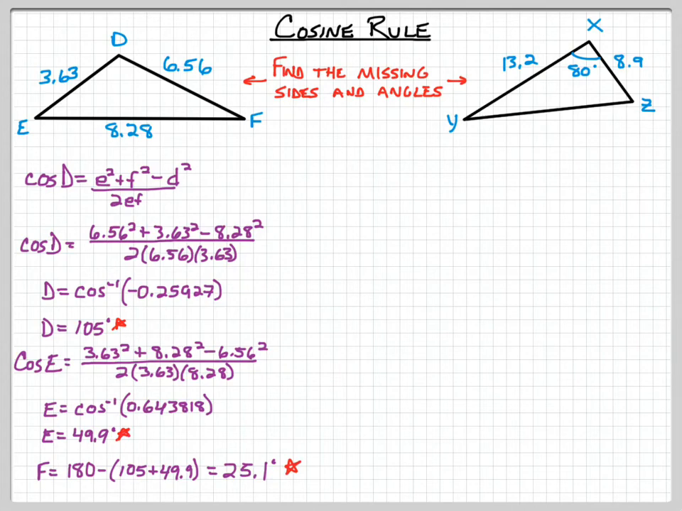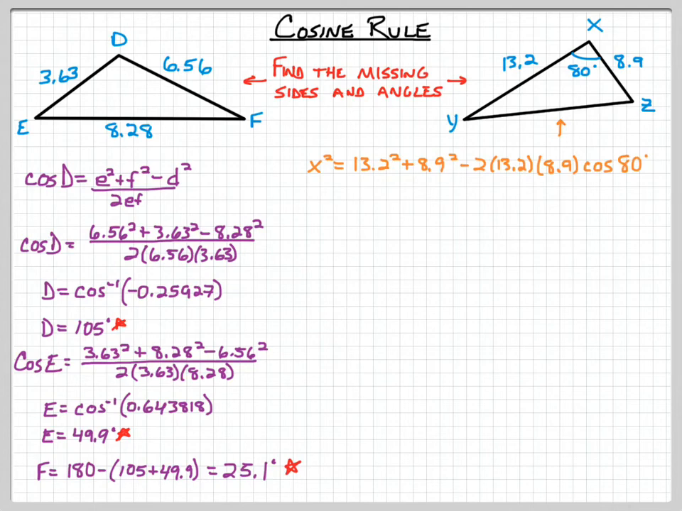Easy peasy. A lot of calculations, a lot of numbers, but fairly straightforward now that you've got the formula. So what about this one on the right? We have two sides, and we have 80 degrees. So let's start by looking for side x. So x squared is going to equal 13.2 squared, that's our z squared, plus 8.9 squared, minus 2 times those values, 2 times 13.2 and 8.9, times cosine of 80 degrees. Just following the formula from before.